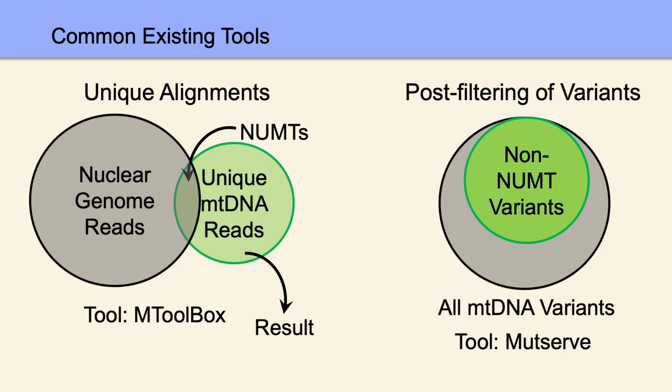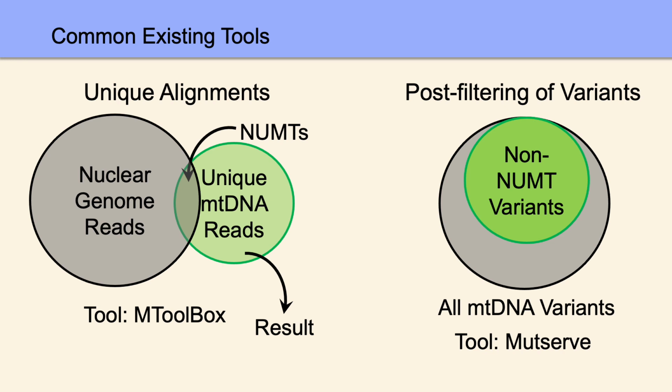So we wanted to compare MitoScape to some of the common and popular tools for analyzing mitochondrial DNA from next-generation sequencing data. Those tools fall into two broad categories. The first are unique alignments. If the read aligns only to mitochondrial DNA, we keep it. Otherwise, we discard it. An example of that tool is mToolbox.